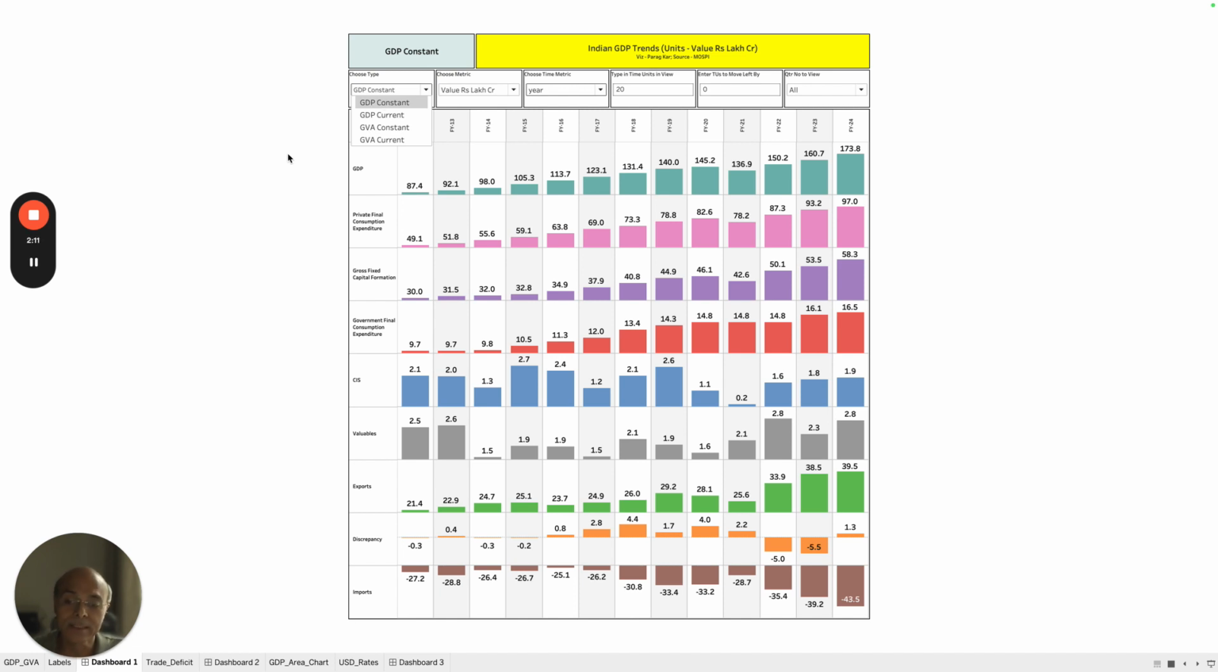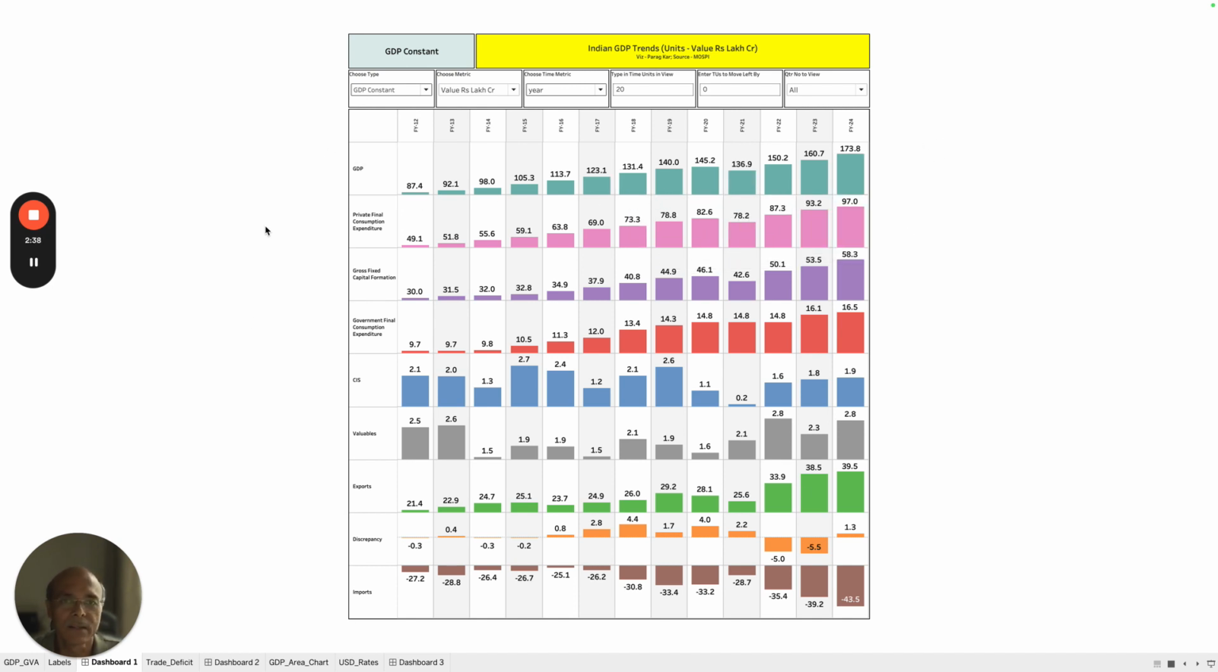And you will notice in this calculation and in this video how important discrepancy has been in our GDP, and why discrepancy has played a very important role in elevating the GDP numbers of the current financial year compared to what we saw in the past. Okay, so let's go into the analysis without wasting any time.